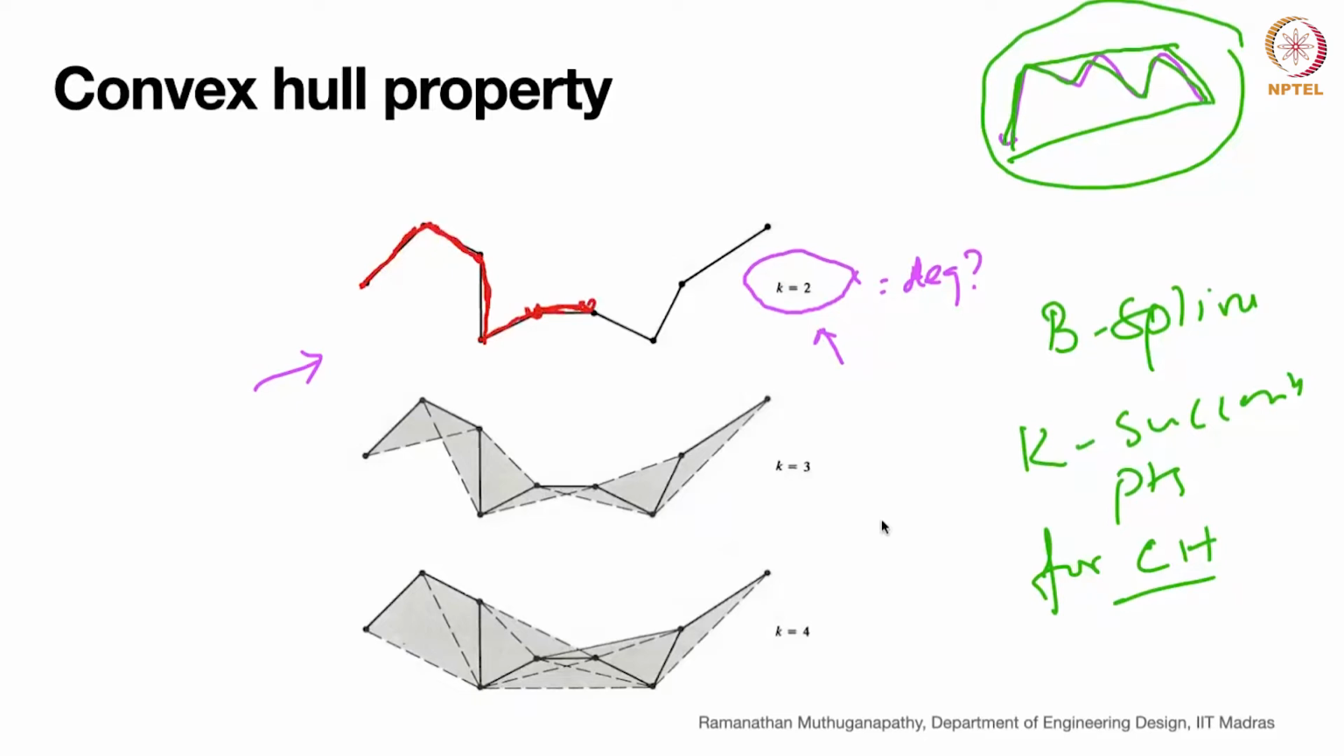Maybe let's go to a simpler case. Say this is the control polygon. Now this is 1 point, second, third, fourth. One piece of curve has to lie here, another piece of curve has to lie between the next two, and then one more piece of the curve has to lie between the next two. This is the convex hull for these 2 points. That is what k equal to 2 means.